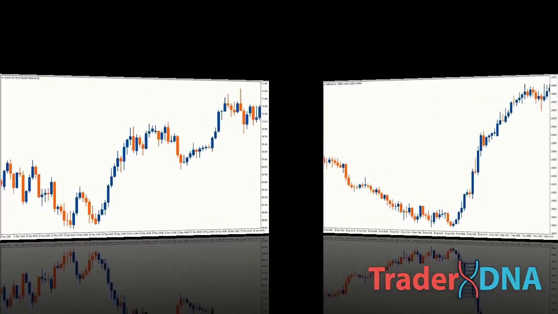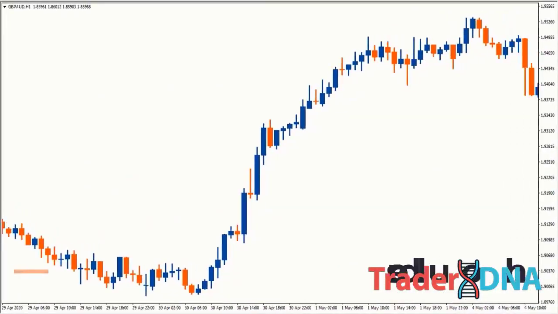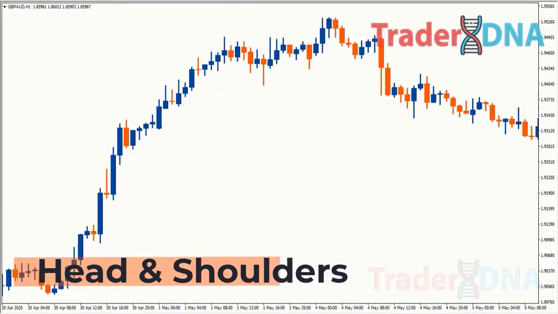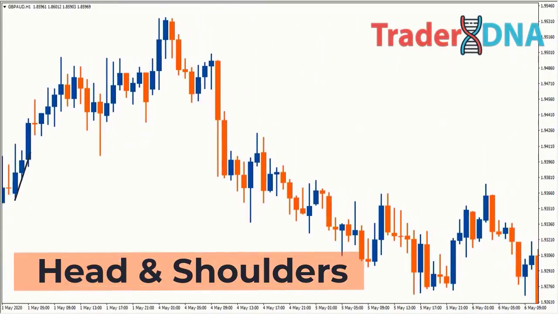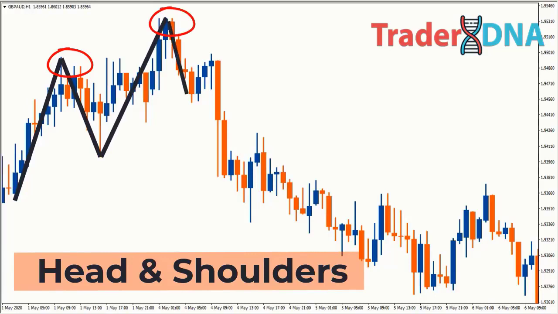Third, head and shoulders. The head and shoulders chart pattern is a popular and easy to spot pattern in technical analysis that shows a baseline with 3 peaks, the middle peak being the highest. In technical analysis, a head and shoulders pattern describes a specific chart formation that predicts a bullish to bearish trend reversal, while an inverse head and shoulders indicates the reverse.